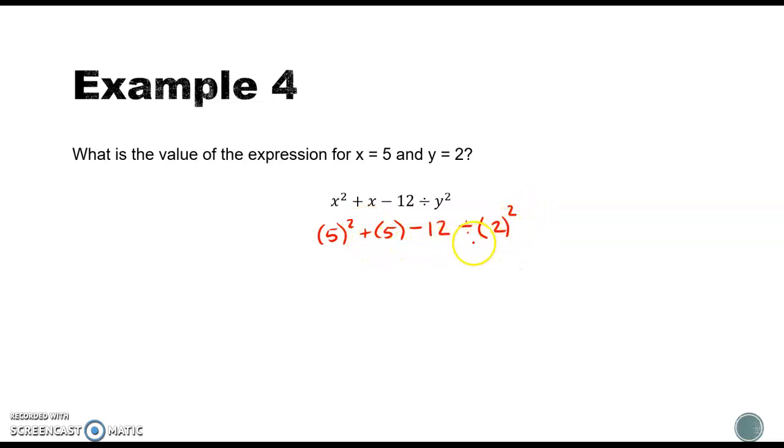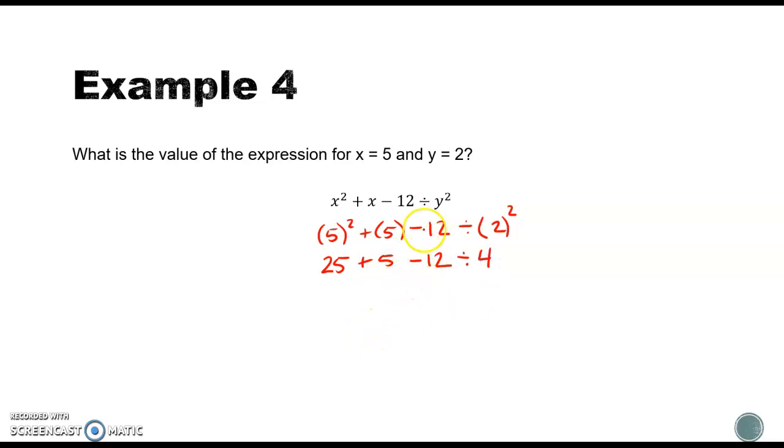From here, we follow order of operations, which means find your grouping symbols. Well, yes, we have parentheses, but none of them are grouping operations together, so parentheses don't matter on this one. We move to simplifying exponents. I've got 5 squared, and you should know that 5 squared is 25. I'm just going to rewrite the rest of the problem. And then I also have 2 squared, and 2 squared is 4.